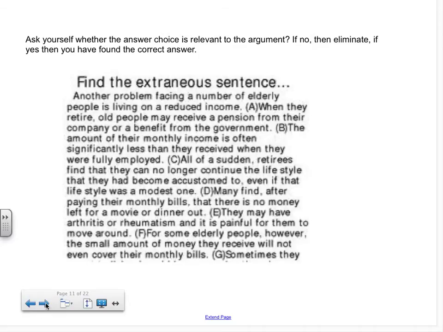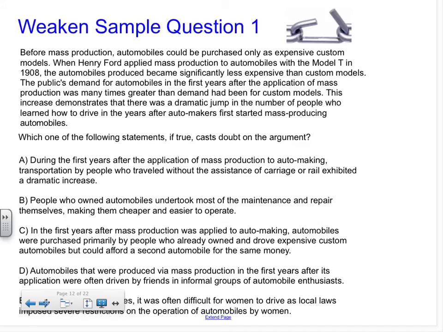Ask yourself whether the answer choice is relevant to the argument. If no, then eliminate. If yes, then you have found the correct answer. So let's take a look at weaken the argument sample question 1. Please take a moment to read through the following question. Press pause, and when you are ready to continue, press play. We will continue.